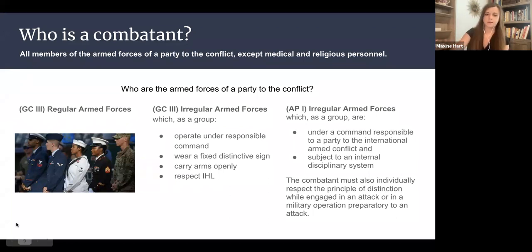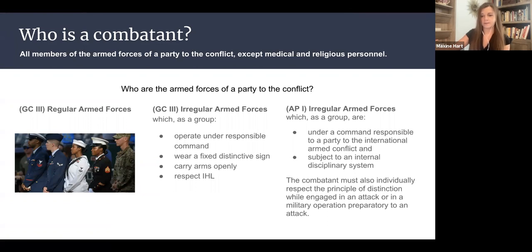But you can also have irregular armed forces, and they have to satisfy some additional conditions. Under the Third Geneva Convention, there are 4 elements that have to be satisfied. That includes a requirement that as a group, the irregular armed forces comply with the principle of distinction. If as a group they don't, then each member of the group loses their right to POW status. And then there's Additional Protocol 1. Under that standard, the distinction requirement seems to be a little bit relaxed, and that's more controversial.